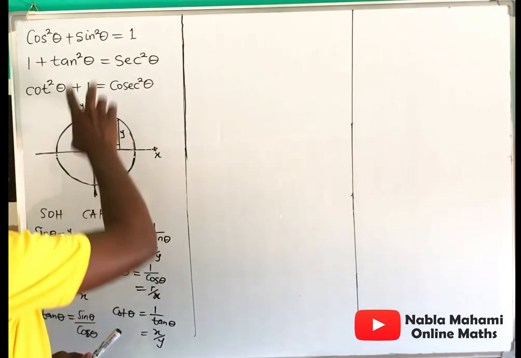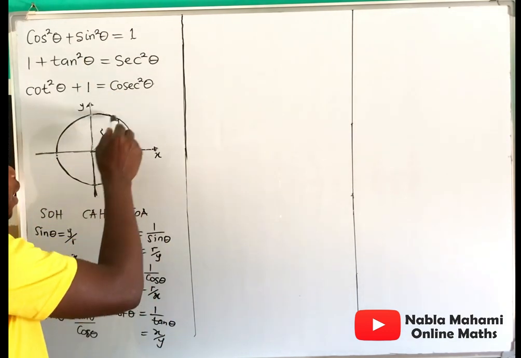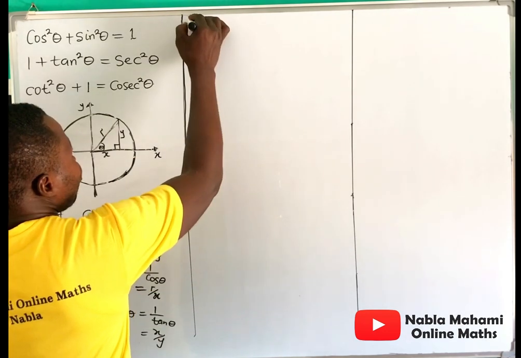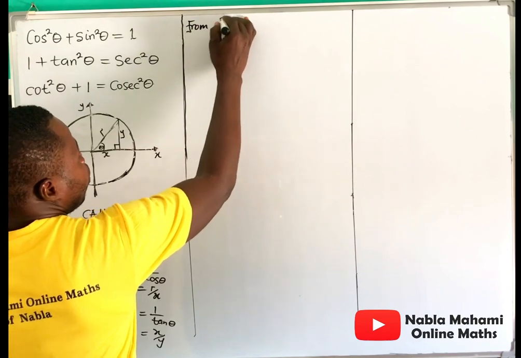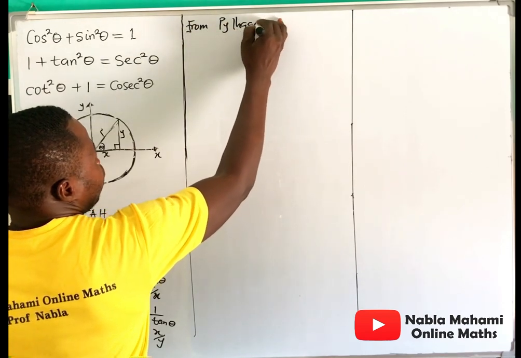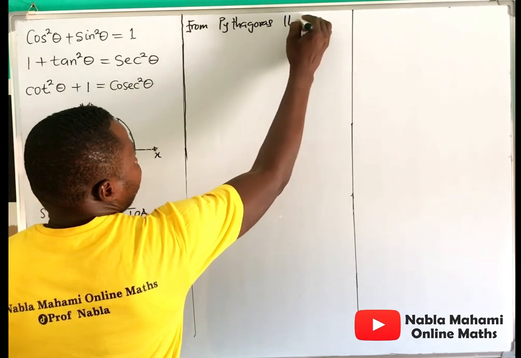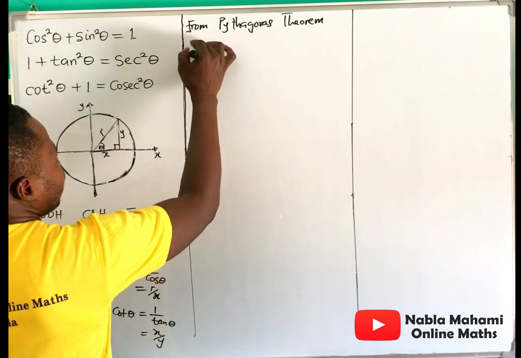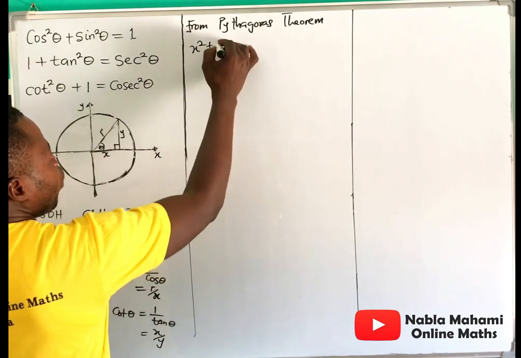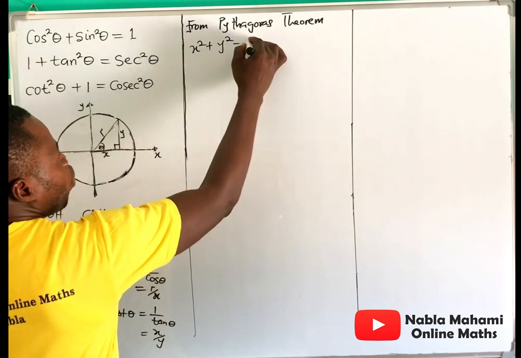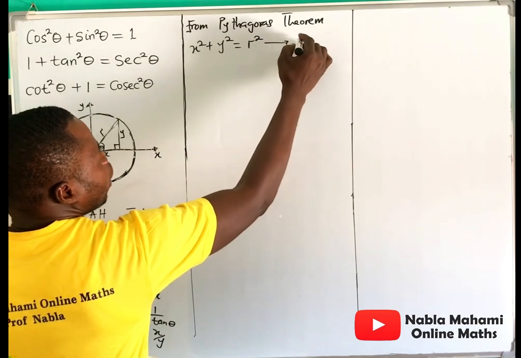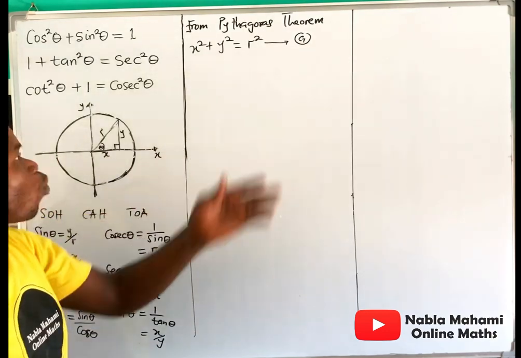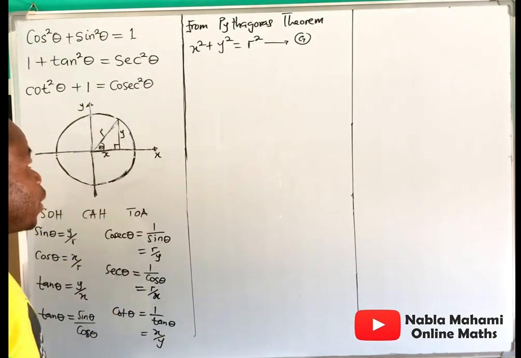Now, we can prove these identities by using this right angle triangle, forming using Pythagoras theorem. So from Pythagoras theorem, we can say that adjacent square, that is x square, plus opposite square, y square, is equal to hypotenuse square, which is r square. Let's call this one general equation, which is G. Then we'll now use this general equation to find these particular identities.